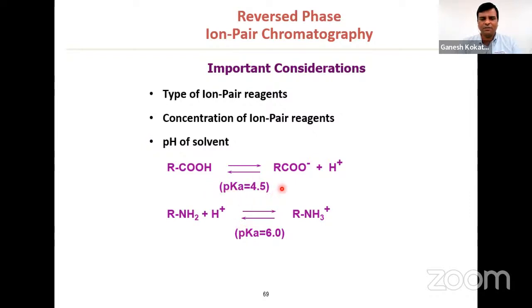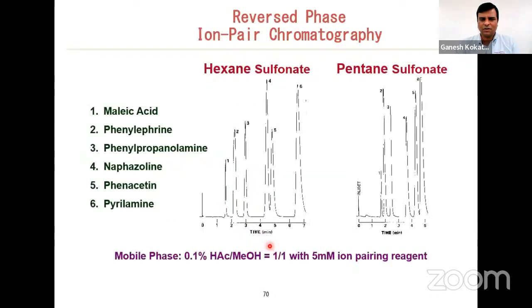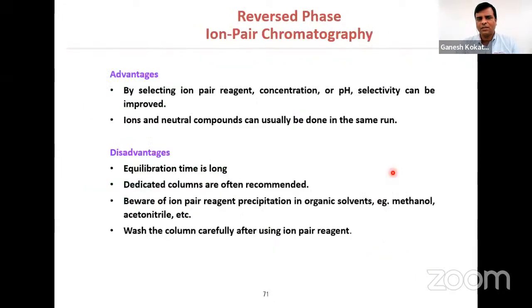Just define the pKa value of 4.5, and if I am using a pKa of 6. So what is the impact of the ion pairing reagent on a solvent? Normally, for example, I am using hexane sulfonic acid and pentane sulfonic acid. It all depends on which type of ion pairing agent you are going to use with the mobile phase. But what are the disadvantages basically? The advantage is, yes, we have the ion pairing selection. We are playing with pH.